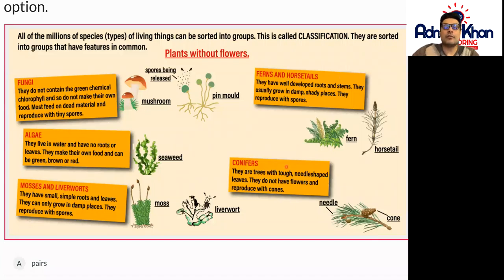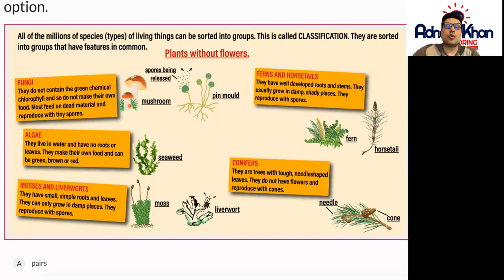So let's start with fungi, first of all. They do not contain the green chemical chlorophyll, and so do not make their own food. Most feed on dead material and reproduce with tiny pores. Some examples of fungi are mushrooms. Now, there are different types of mushrooms. There are some mushrooms that we can eat, and there are some mushrooms that we can't eat, which are slightly poisonous. So mushrooms fall under the classification of fungi.